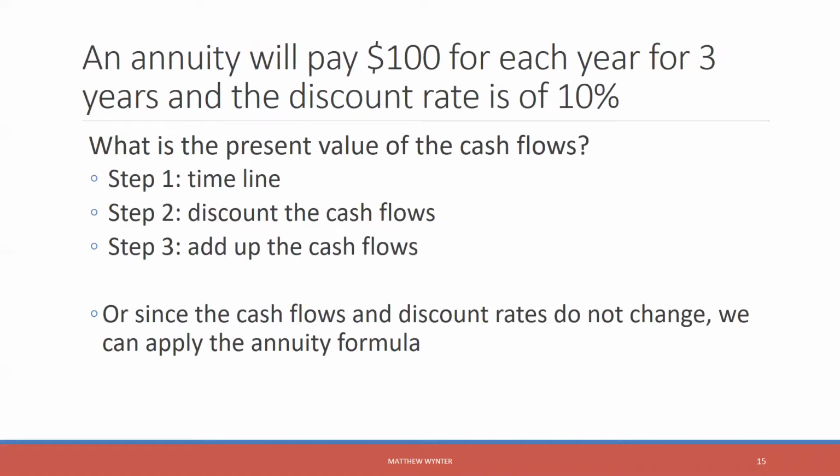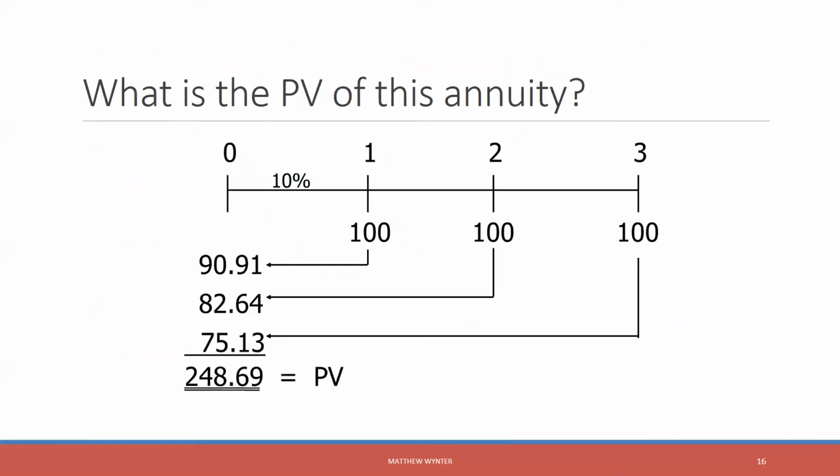Now, there are two ways that we could approach this problem. We could do what we did before, set up a timeline, discount each cash flow, and then add up the cash flows. Or since the cash flows and discount rates are constant, they're not changing, we can apply the annuity formula. And what do we observe? Well, for a discount rate of 10%, when we do the timeline and we discount each cash flow back and then add them up, we'll find it has a present value of 248.69.